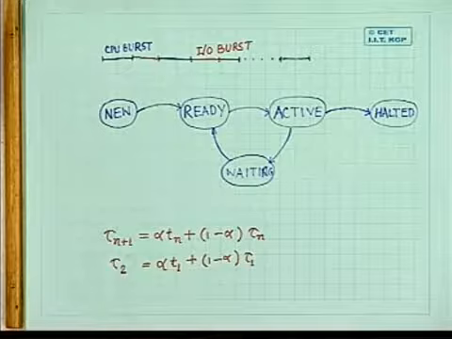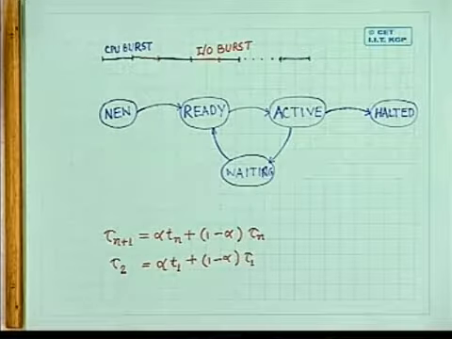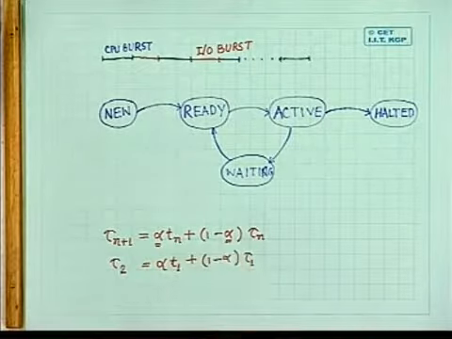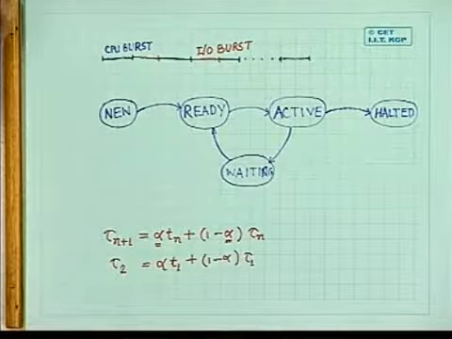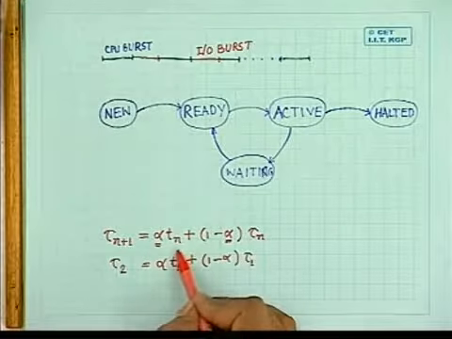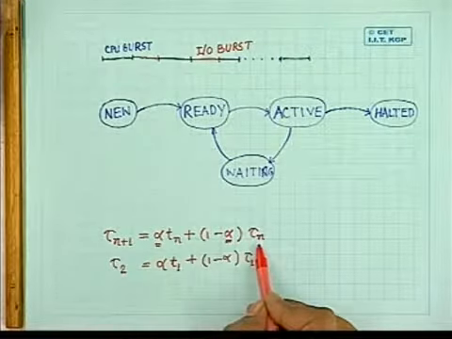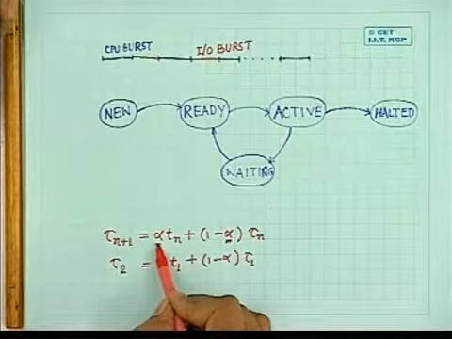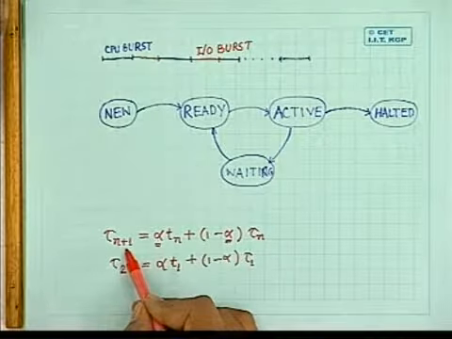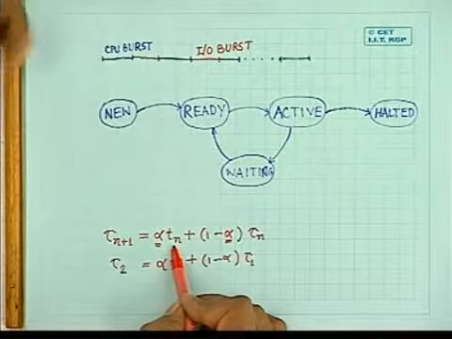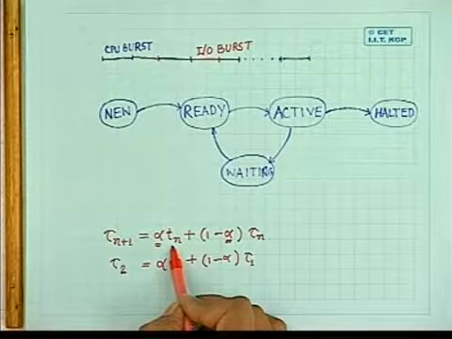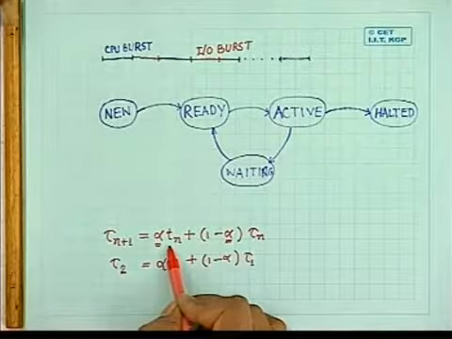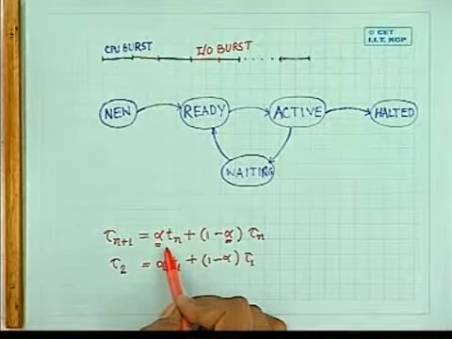Now find that this parameter alpha tells you how much weightage you want to give on the immediate past and how much weightage you want to give on the past history of the job. So if alpha equals 1, then your predicted next CPU burst time is always the same as the immediate past CPU burst time. So if my previous CPU burst time was say 4 milliseconds, I assume that the next CPU burst time will also be 4 milliseconds.